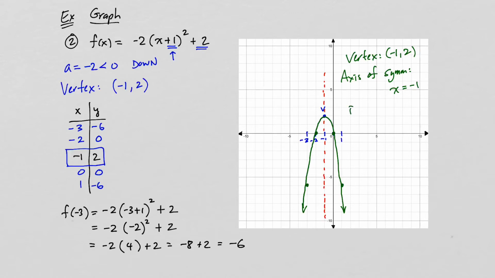Its domain is all real numbers, and its range, the highest value in its range, the highest y value is y equals 2. So all the other y values are below that, so its range is -infinity up to 2. All right?